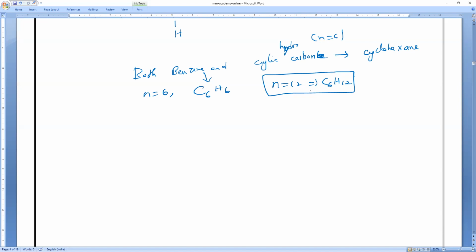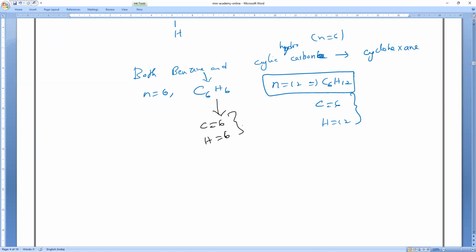So cyclohexane containing C6H12 means it consists of 6 carbon atoms and 12 hydrogen atoms. 6 carbon atoms and 12 hydrogen atoms are present in cyclohexane. That is what you have to remember. Next, benzene, if you have noticed, it consists of 6 carbon atoms, and each carbon atom has how many hydrogen atoms? Benzene, C equals 6, also 6 hydrogens.